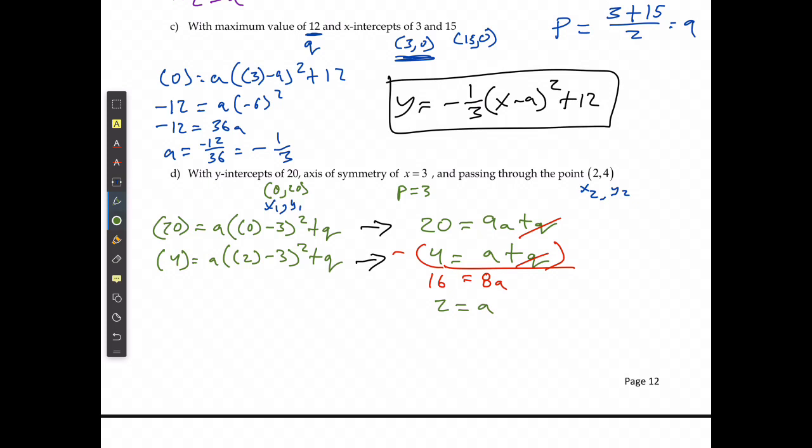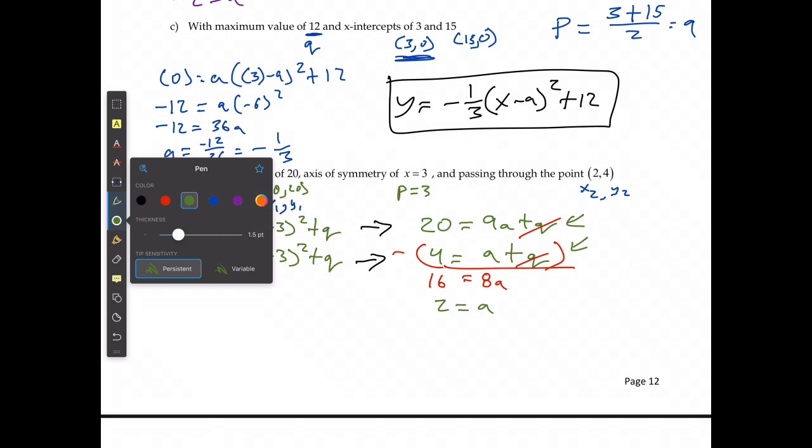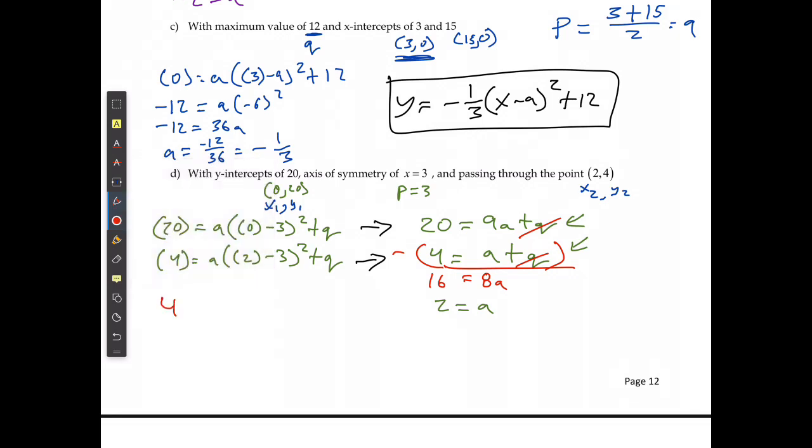I can substitute the value of a into one of these equations in order to solve for q. So I can state that 4 is equal to, now we know that a is 2, plus q. I'm going to subtract the 2 from both sides, and 2 is equal to q. I have my q, I have my a, I have my p. My equation is going to be y is equal to 2(x minus 3) squared plus 2.